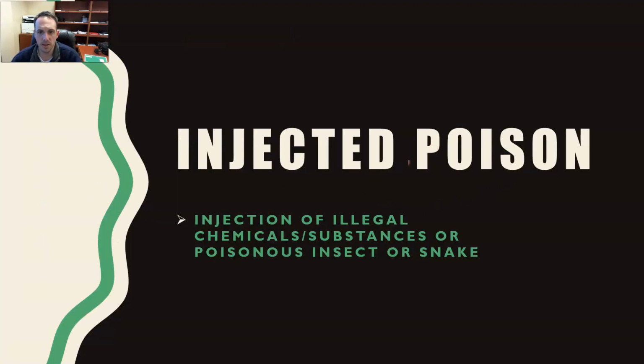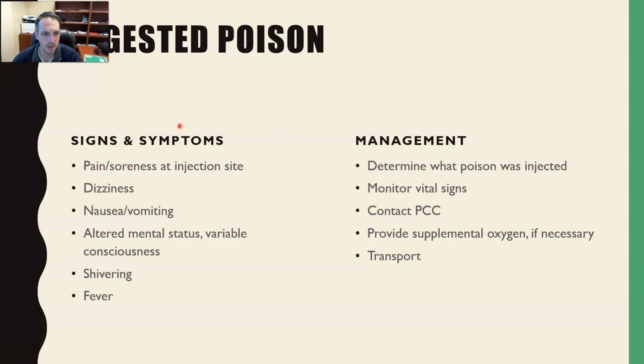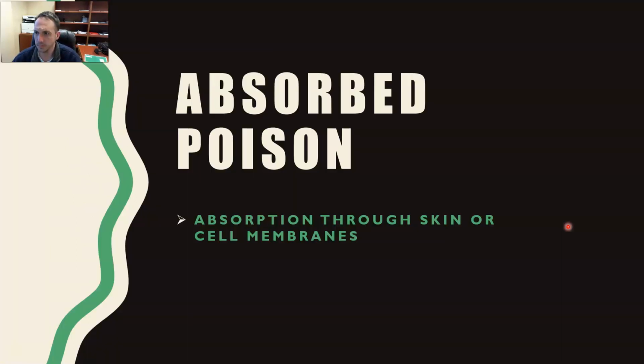You can also get an injected poison here, and this is where it's injected, either through illegal injections of chemicals or like a poisonous injection from a snake or aspect. You can see signs and symptoms. The new one there that we will see is pain or soreness at the injection site. You can see, depending on the poison, shivering or fever might go through. Similar aspect to determine what poison was injected, monitor vital signs, contact poison control.